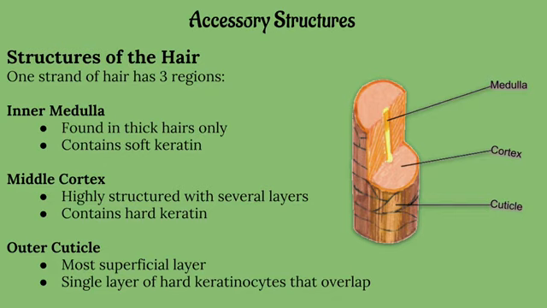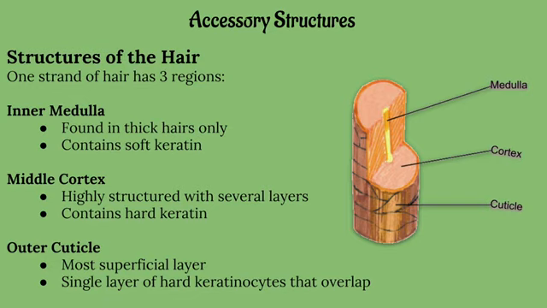One hair strand can be divided into 3 regions or layers: the medulla, which is the inner layer, the cortex, which is the middle layer, and the cuticle, which is the outer layer. The medulla is found only in thick hairs, such as the hairs on our head. They contain keratinocytes that have soft keratin.